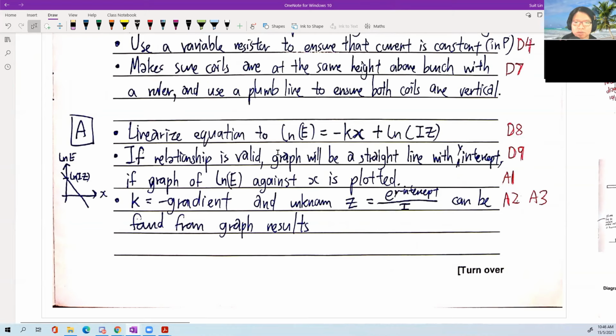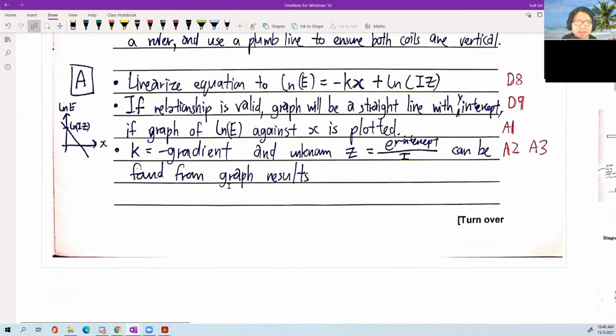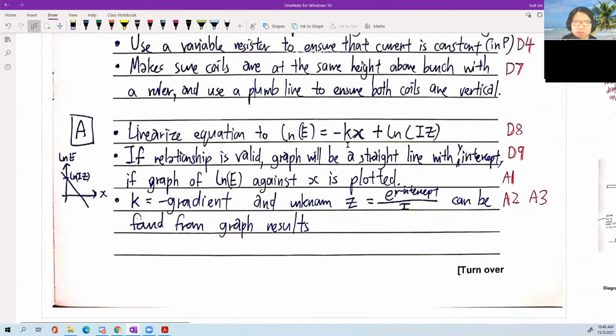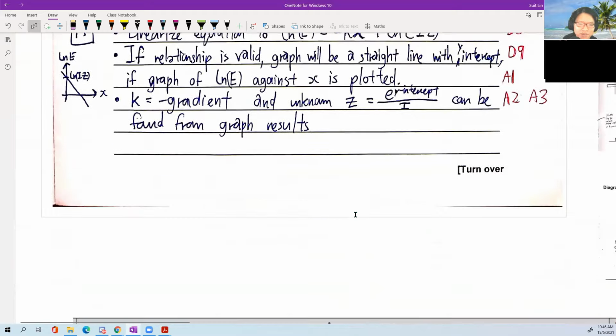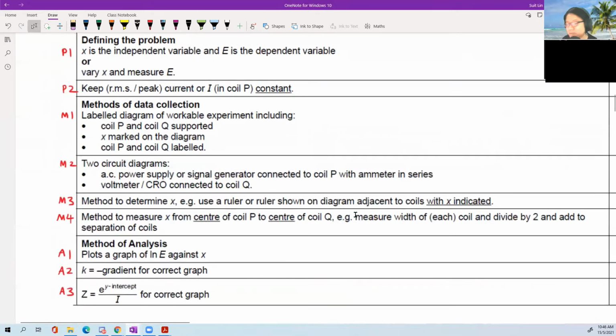Okay, and then if the relationship is valid, so this equation is slightly different because it's not the identical question. If the relationship is valid, the graph will be a straight line with a y-intercept and negative gradient. So you need to mention the y-intercept. Okay. If a graph of ln V against x is plotted, k is equal to negative gradient. Okay, and then this question actually asked them to find the y-intercept. So this is a slightly different question, but very similar as well.